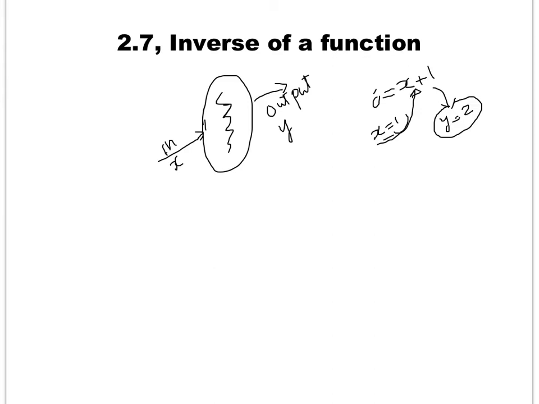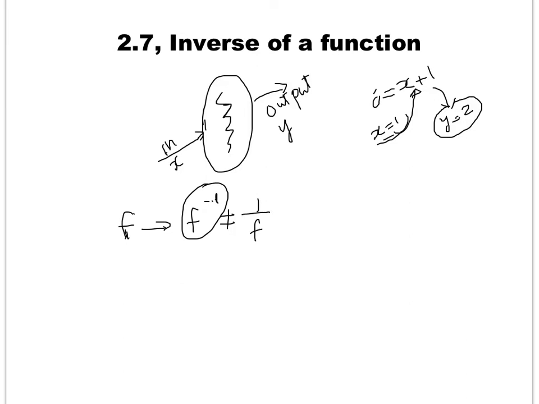Now, how do we specify the inverse of a function in math? If the function is f, then we specify the inverse as f minus 1. Now, one thing you have to remember, that f minus 1 is not the same as the exponents, meaning f minus 1 is not equal to 1 over f. This is the notation we use for the inverse function, f minus 1.